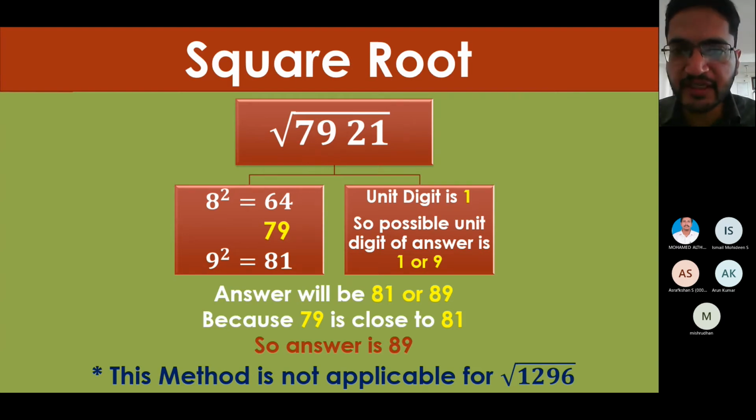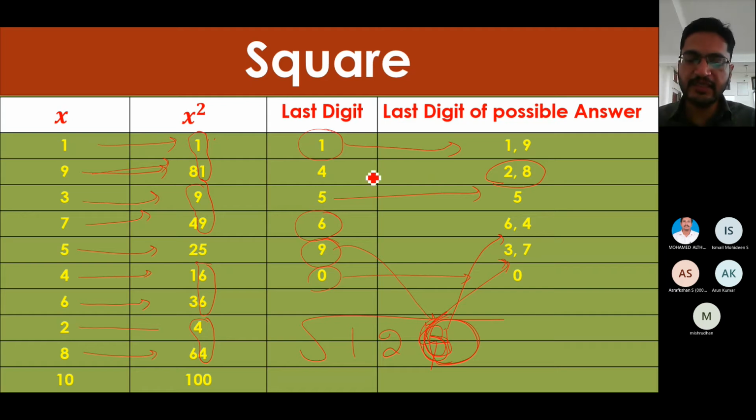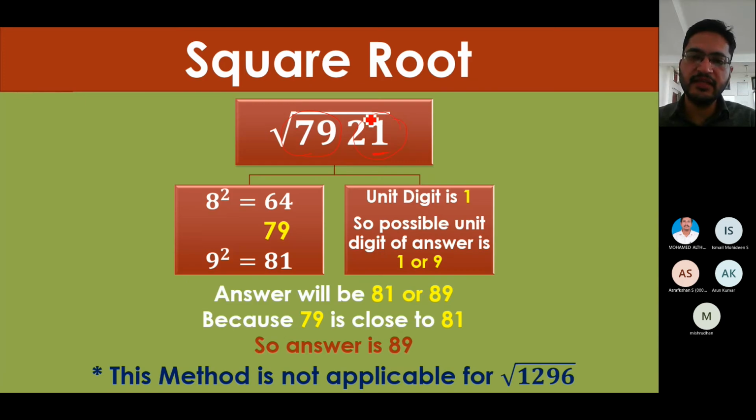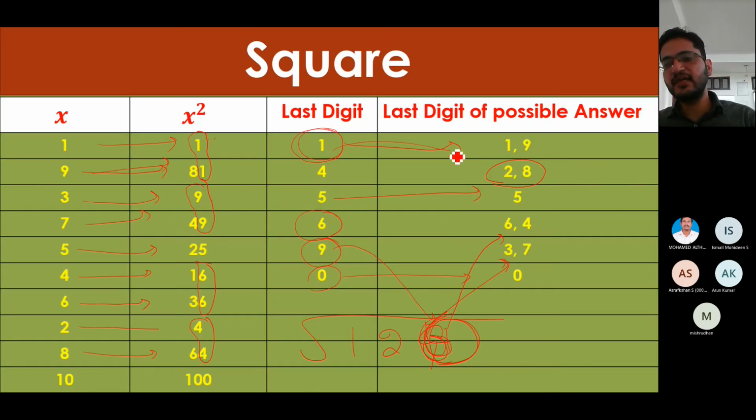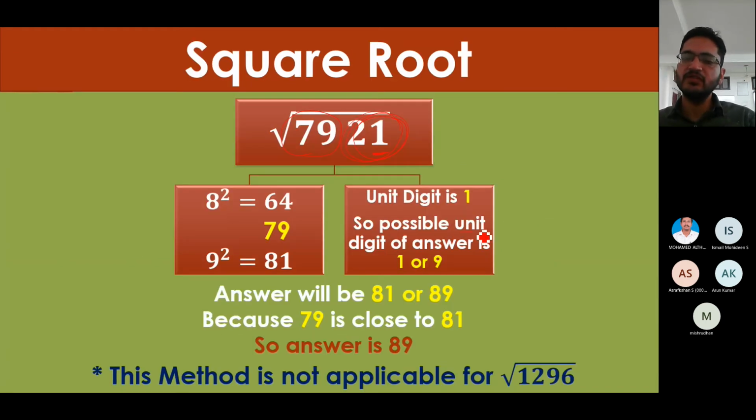Now we want to find a square root of this number. First of all, we will make pairs of two digits starting from the end. Now here this number is ending with 1. As I have discussed in the slide, if a number is ending with 1, then the unit digit of its square root is 1 or 9.